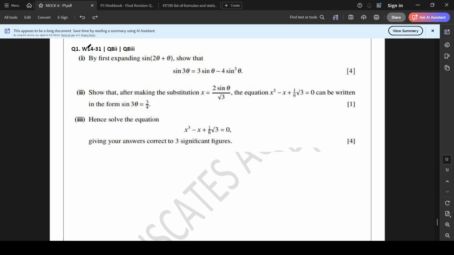So this question is coming from October-November 14, paper 3 variant 1. And this is the 8th question of the paper, where the unusual type of question that I wanted to show you is the second and the third part of this question.